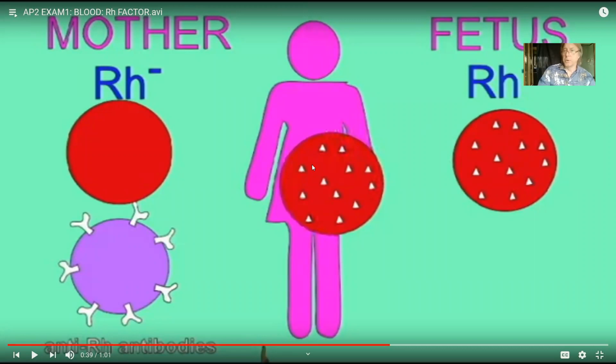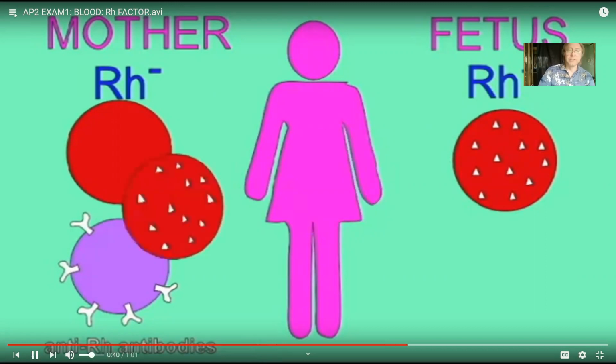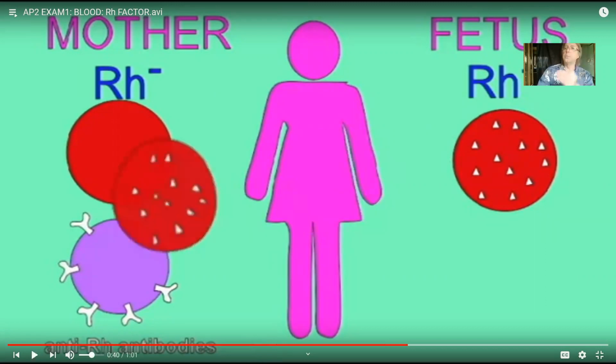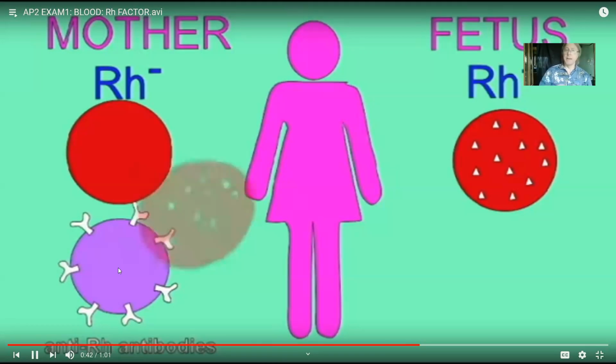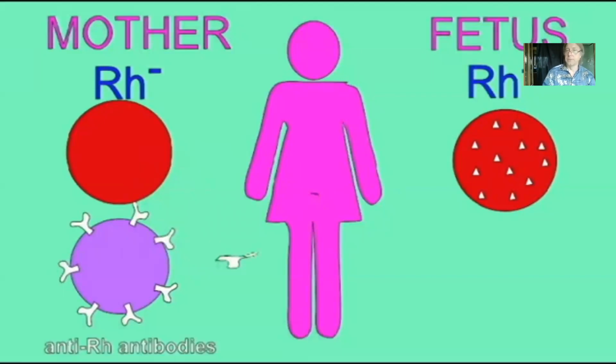During childbirth, the placenta tears and the mother's immune system is exposed to blood with white triangles for the first time. And then the mother's immune system says, oh, look at these white triangles. We've never seen them before, this foreign substance. We'll be ready the next time. So after this first encounter, the mother's immune system realizes we're going to make antibodies against white triangles from now on at a higher level.